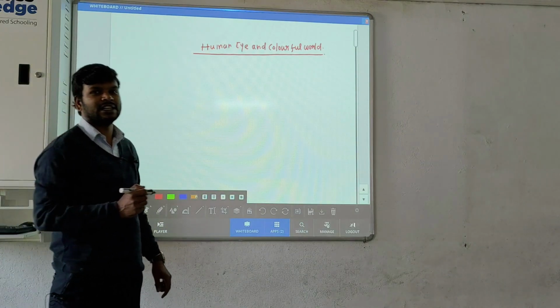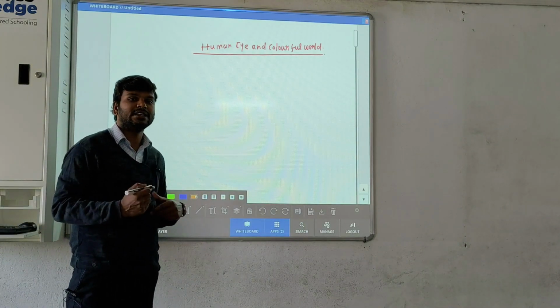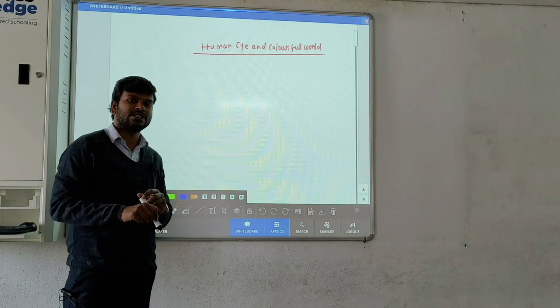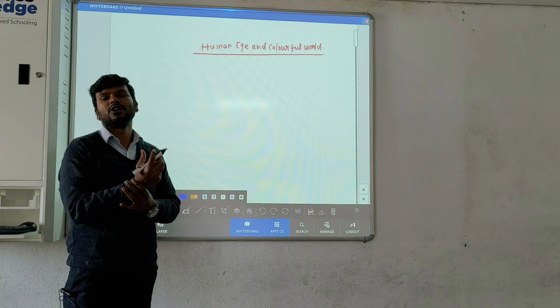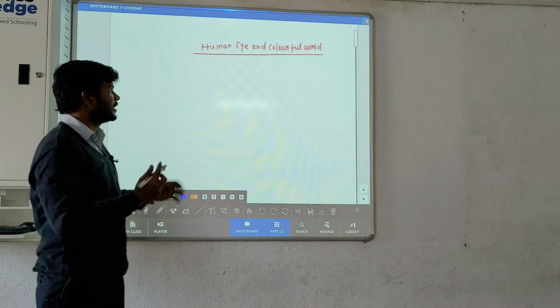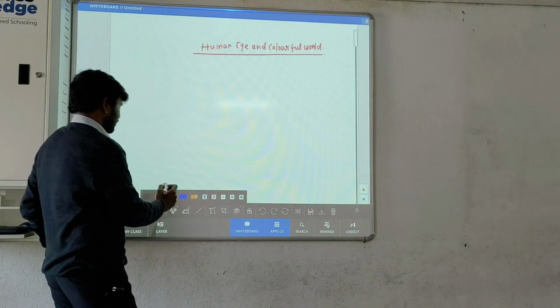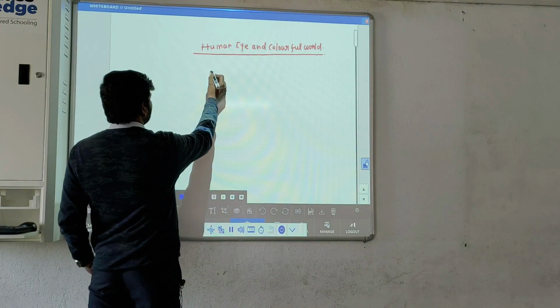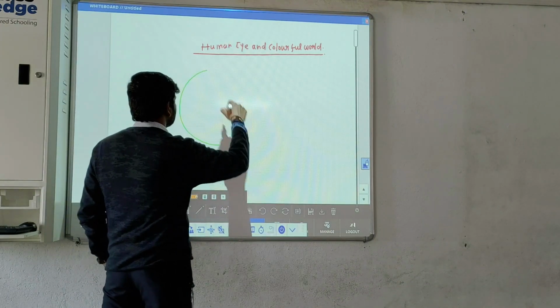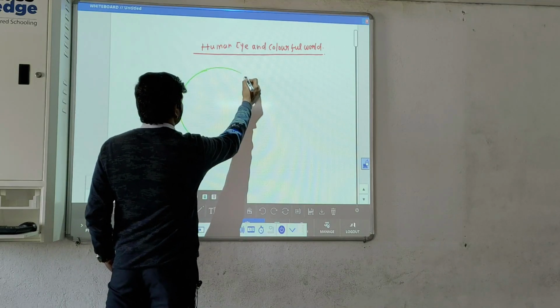When the light reflected from the object enters into our eye, and when the final image is formed at the retina of the human eye, we are able to see any object around us. So let's see the basic structure of the human eye. The shape of the human eye is spherical. So this is your spherical part.